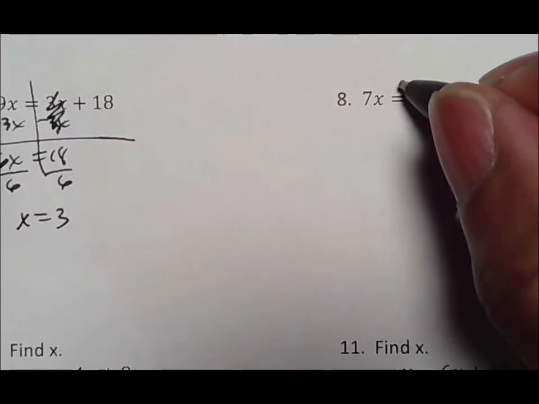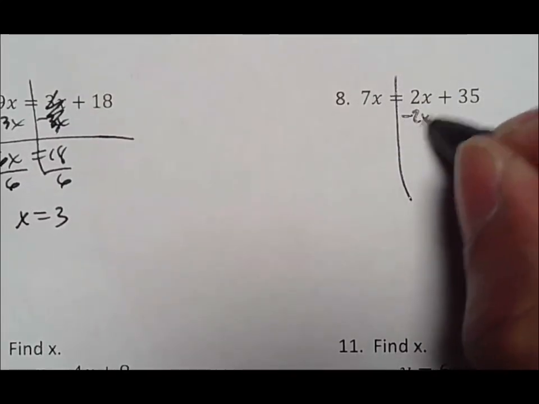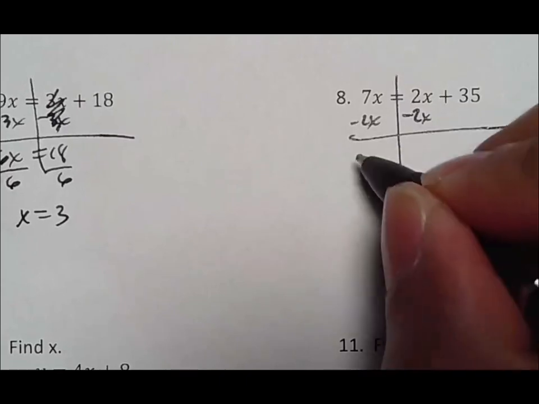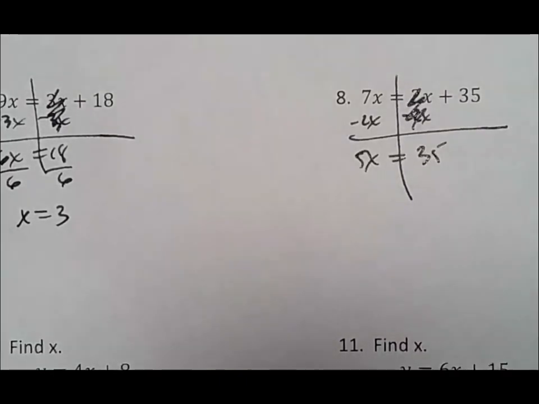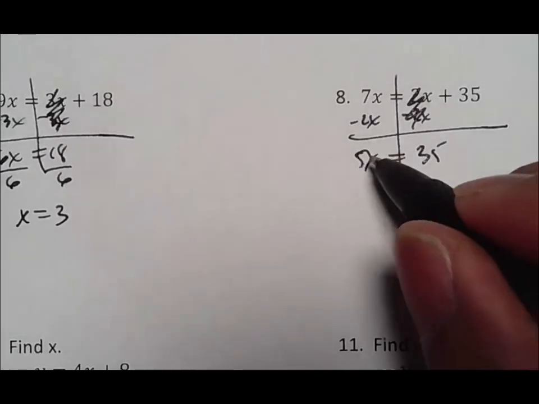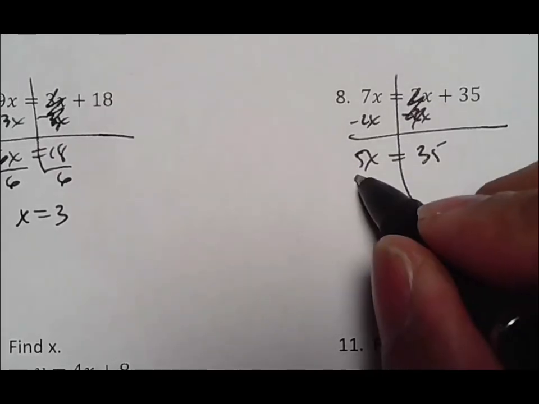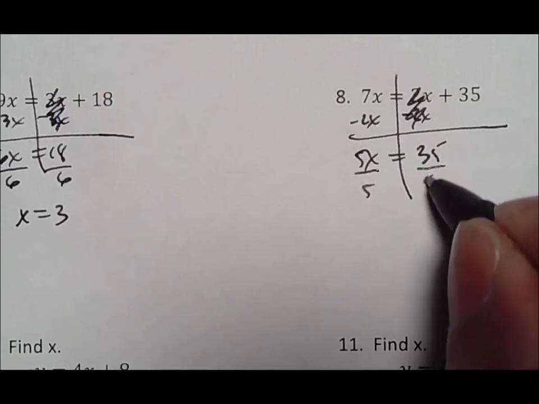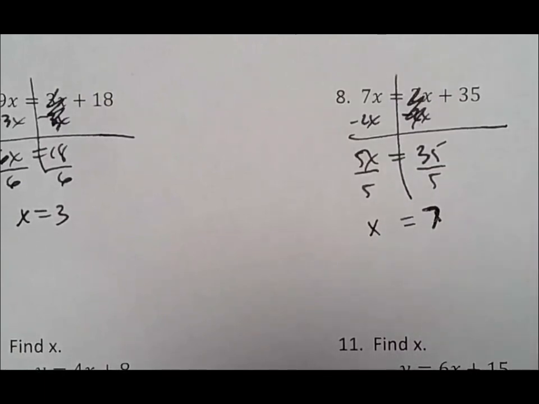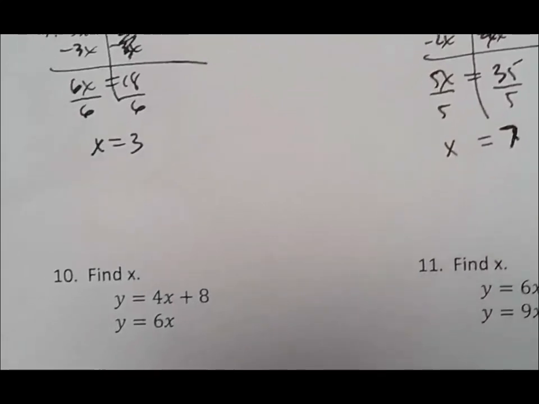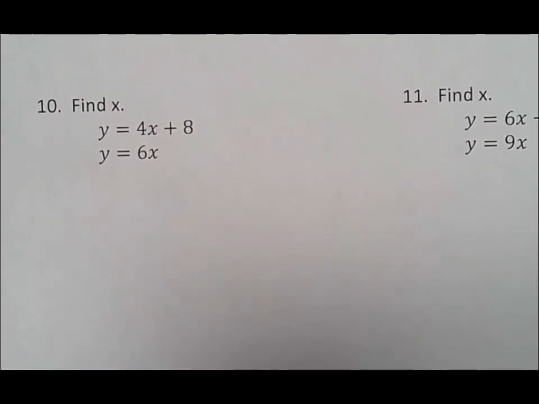And then number 8, 2x has to go, giving us 5x on this side, 35 on this side. That's 5 times x, not 5 plus x or anything else. That's 5 times, which means we divide to offset that, getting x equals 7. Go ahead and do number 9 before you move on to number 10. Again, pause the video to make sure you do number 9.